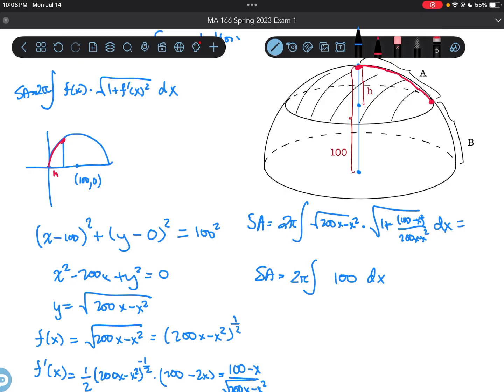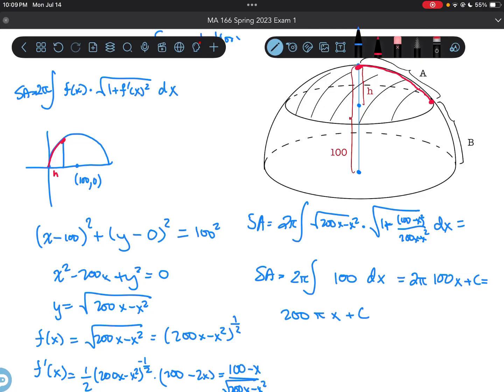Okay. So now that I have this, the antiderivative would be 2 pi times 100x plus c. So essentially 200 pi x plus c is our antiderivative.